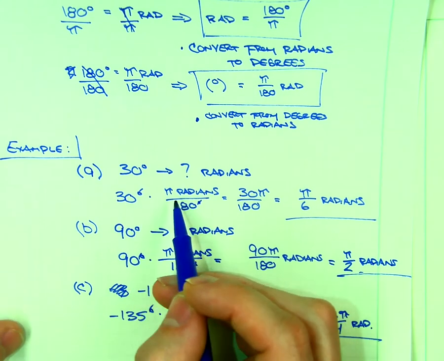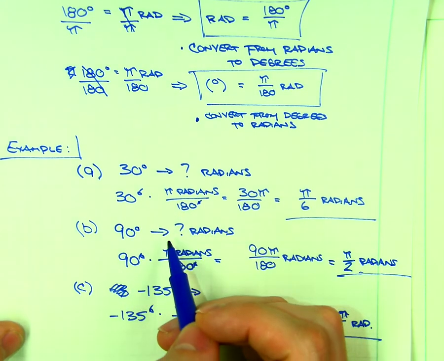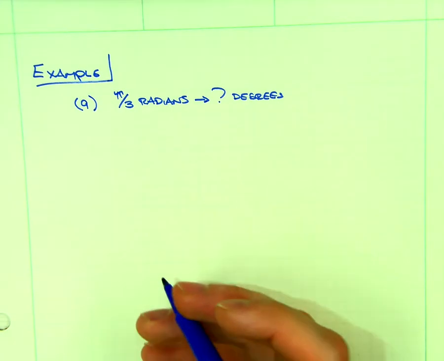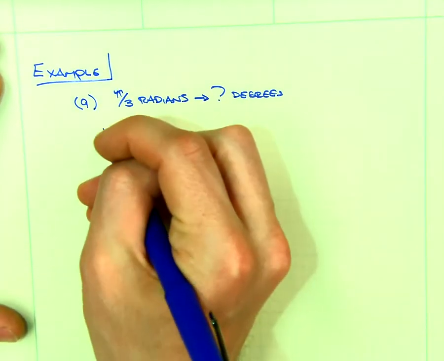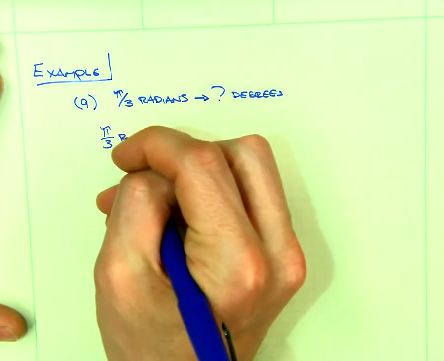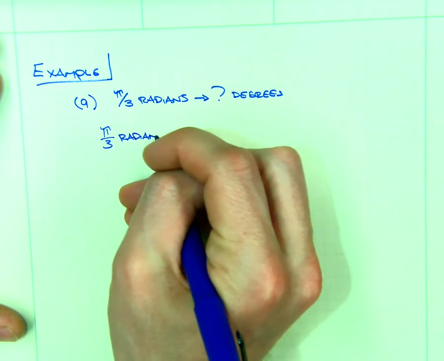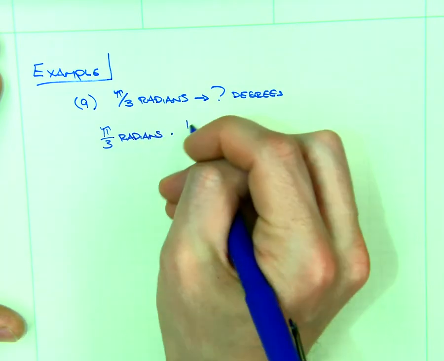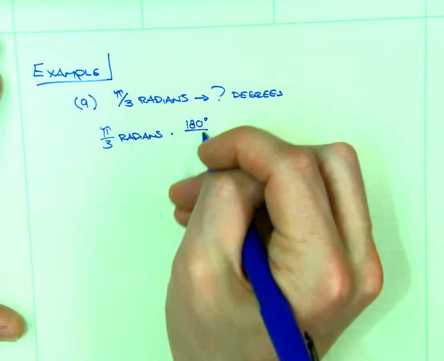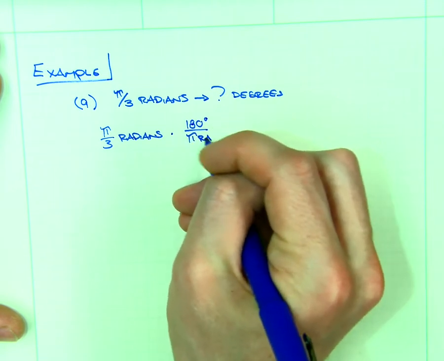Well, if you look at these ones, I was taking the degrees and multiplying by pi radians over 180. This one I'm just going to multiply by that reciprocal. And so I can say pi over 3 radians times 180 degrees divided by pi radians.